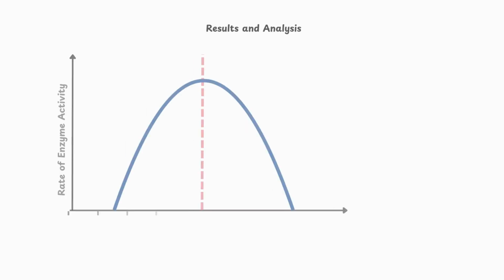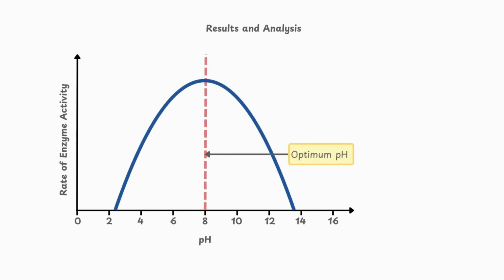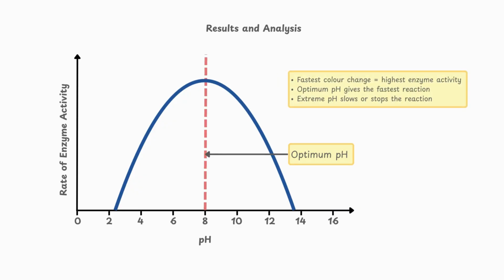Let's see the result and analysis. At the optimum pH, the iodine stops turning blue-black in the shortest time, showing the enzyme is working at its maximum rate. At pH values above or below the optimum, enzyme activity decreases because the enzyme's shape begins to change.